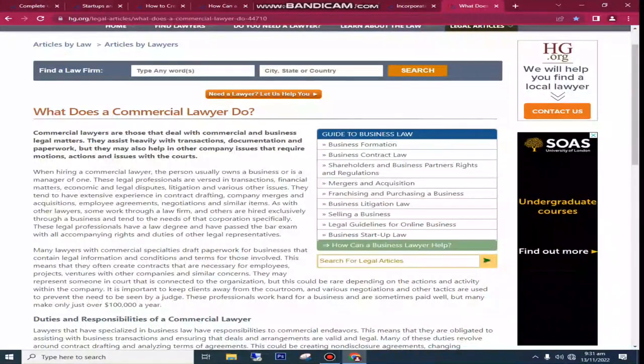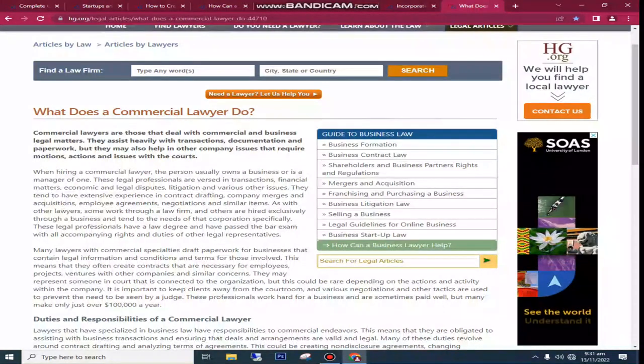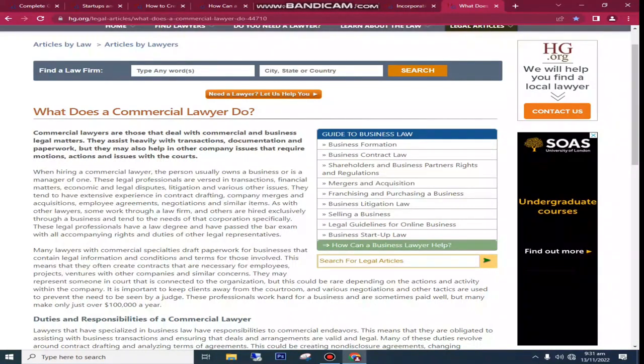Commercial lawyers are those that deal with commercial and business legal matters. They sit heavily with transactions, documentation, and paperwork, but they may also help in other company issues that require motions, actions, and issues with the court. When hiring a commercial lawyer, the person usually owns a business or is a manager of one. These legal professionals are versed in transactions, financial matters, economic and legal dispute litigations, and various other issues.